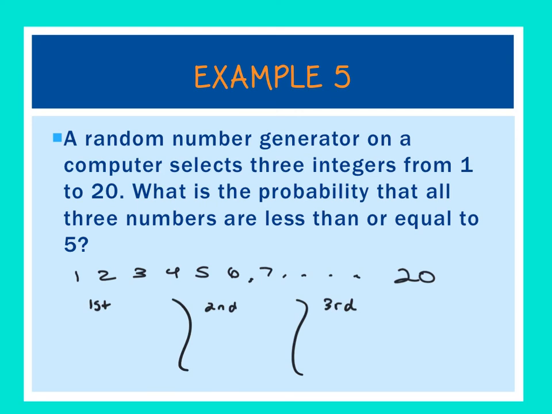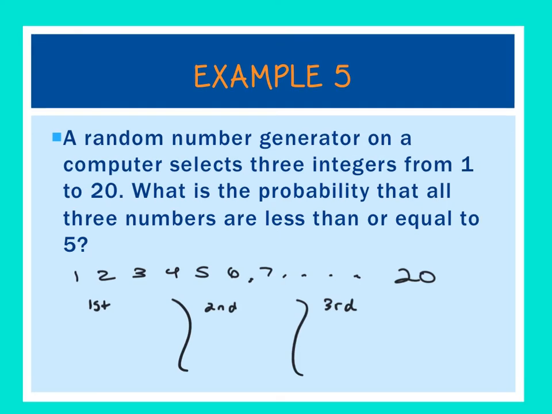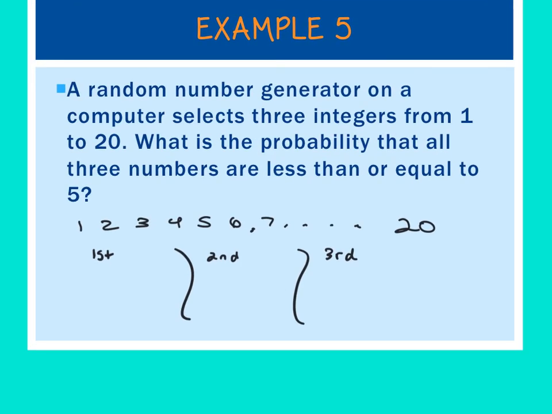So how many from 1 to 20 are less than or equal to 5? 5. So the first time, my chances of getting one that is less than or equal to 5 is 5 out of 20. You with me so far? Then it happens the second time, and it's an independent event, which means it starts with a fresh batch of numbers. What's the chances the second time? 5 out of 20. Then it happens a third time. It's also 5 out of 20.